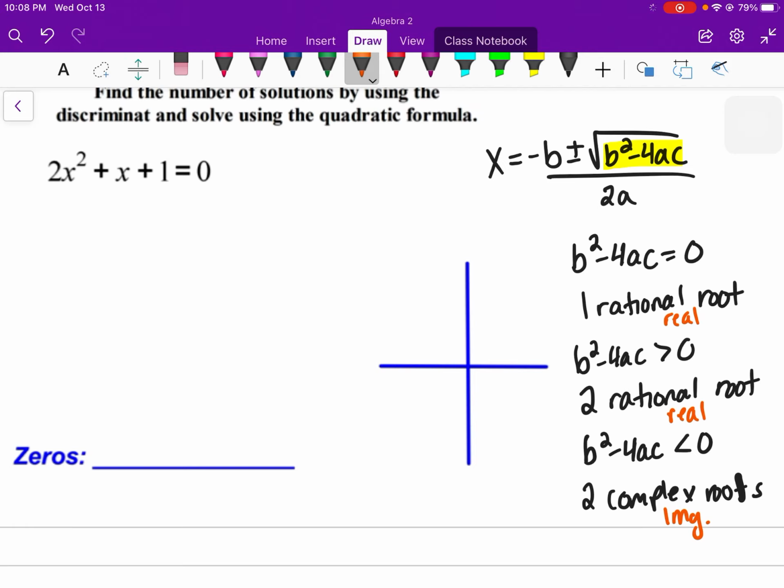Okay, so I'm going to start. First, it has to be in the form ax squared plus bx plus c equals 0. So it has to be equal to 0, which it is. So you can identify your a is 2, your b is 1, and your c is 1.